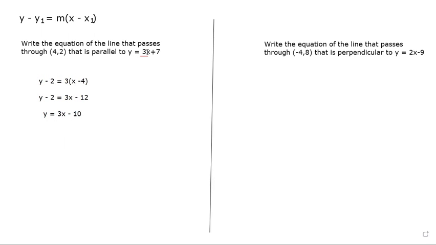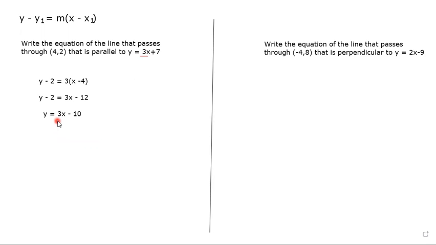As we can see, the original slope was 3, and the slope of the parallel line is also 3. Okay, that's something we can always look for.